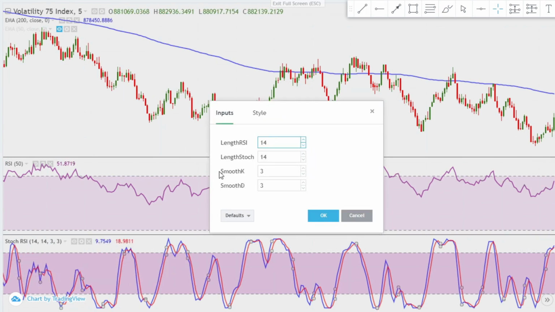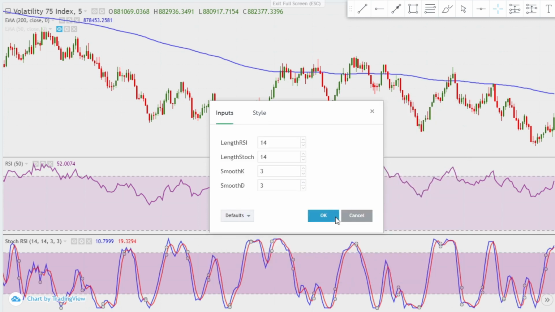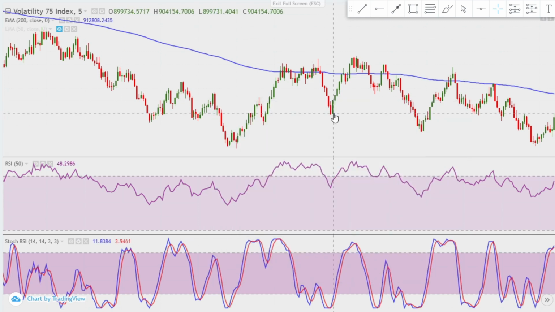Then the stochastic, you just leave it the way it is, nothing has changed, you get. So you press okay, then you start taking your profit, you get.